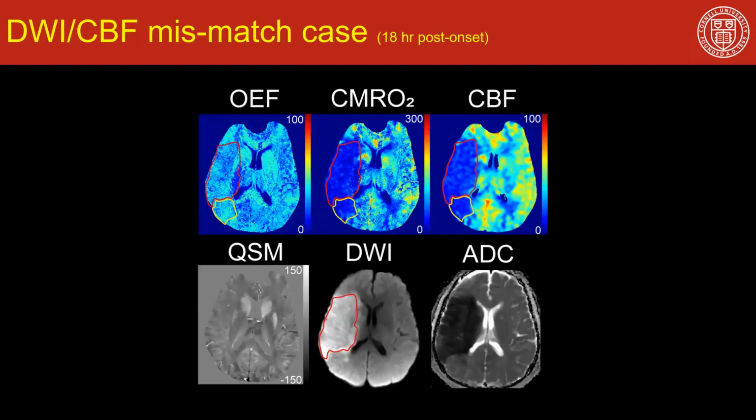In an acute ischemic stroke patient 18 hours post-onset, the ischemic core, red contour, shows a slight decrease in OEF on average compared to the contralateral side. A mismatched region, yellow contour, showed relatively higher OEF than the contralateral region, which may represent salvageable tissue.